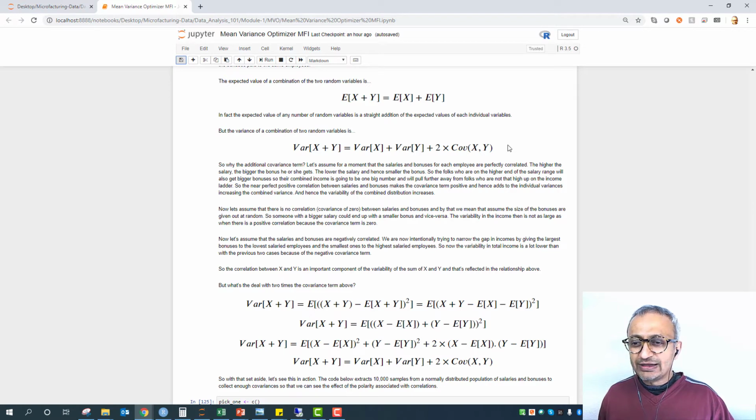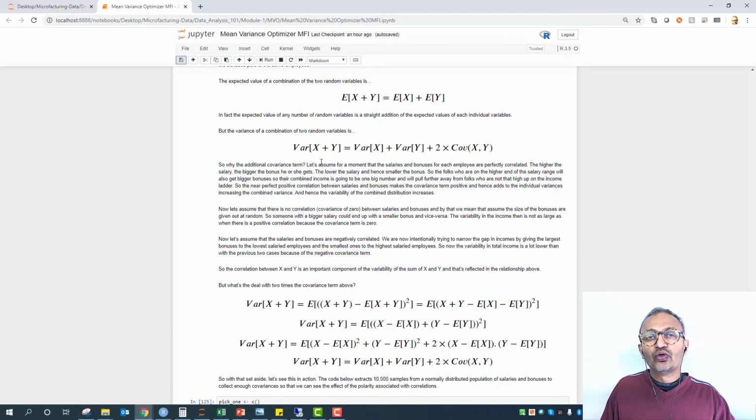And there is this covariance term. So first of all, what is this factor of 2, and why do we add covariance? Let's think about it conceptually. Let's assume for a moment that the salaries and bonuses for each employee are perfectly correlated. That means the higher the salary, the higher the bonus one gets, which most of the time is true in the real world, and the lower the salary, the smaller the bonus.